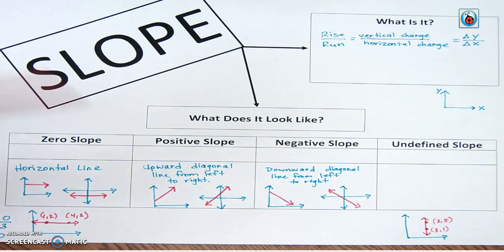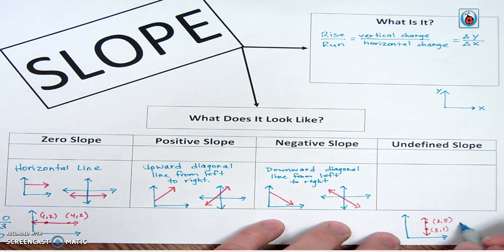Again, I can analyze this. Slope, we determined, is the change in the y values over the change in the x values. So if I look at my y values, I'm going from 1 to 5. I know that is an increase of 4. If I look at my x values, I'm going from 3 to 3. So my x values didn't change. That's a change of 0.